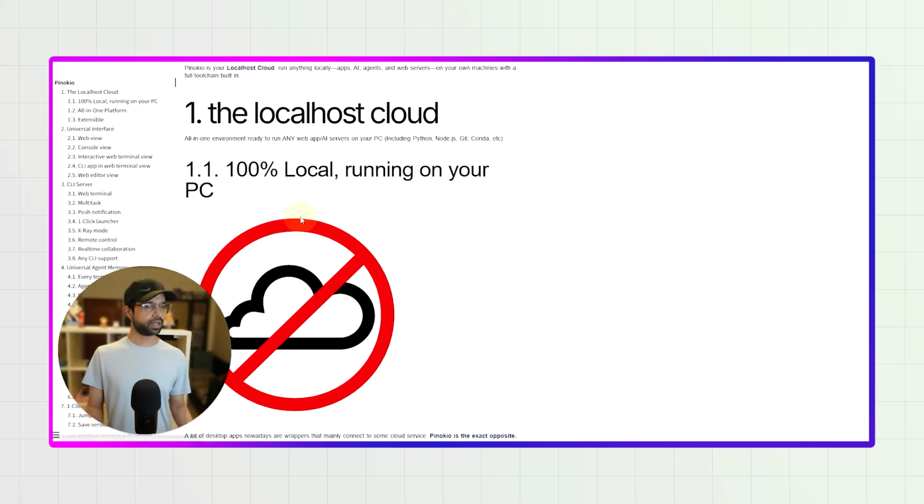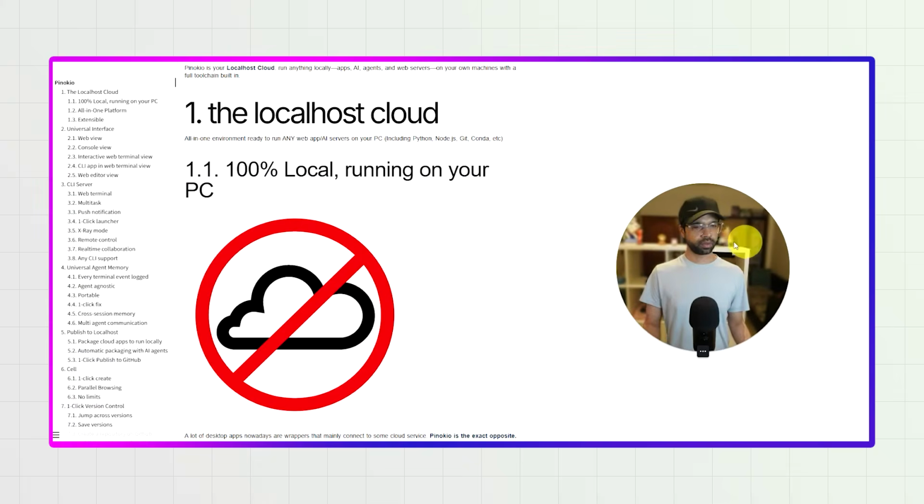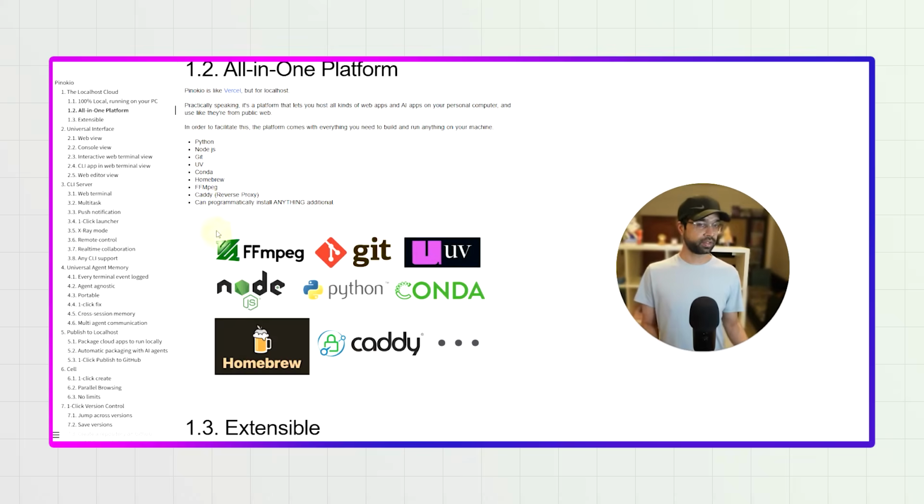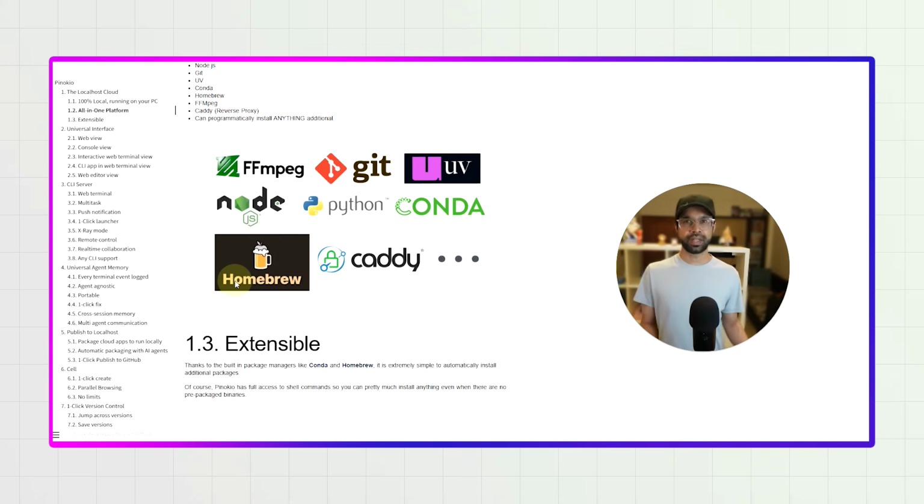This is 100% local, running on your PC, and it's an all-in-one platform. So you have Python, Node.js, Git, UV, Conda, all of this, FFmpeg which we use for videos, and Caddy reverse proxy, and you can programmatically install anything additional. All of these things typically hinder us from using, let's say, image generation, video generation, audio generation. These setups are really, really difficult.